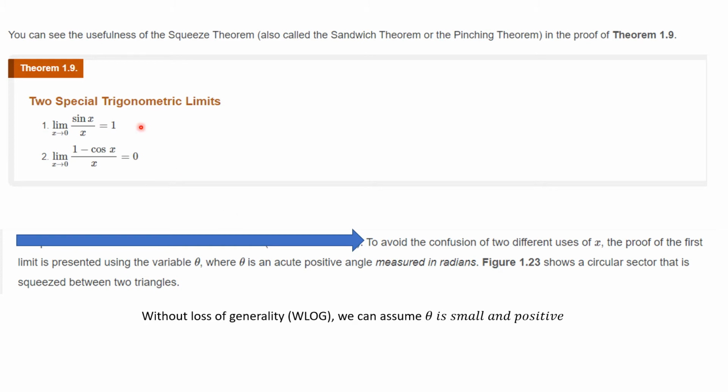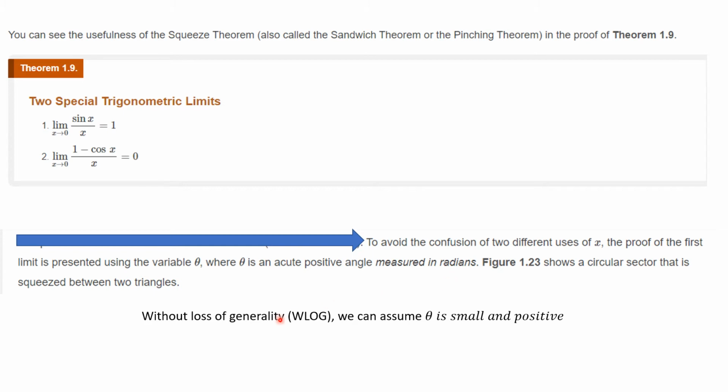So here we go, and we're working to prove that the limit as x goes to 0 of sine x over x is equal to 1. And of course, x is in radians. Now, to avoid the confusion of two different x's flying about, in the statement of the theorem and otherwise, we're going to do the proof of the first limit using a variable theta. Now, theta is an acute positive angle measured in radians.